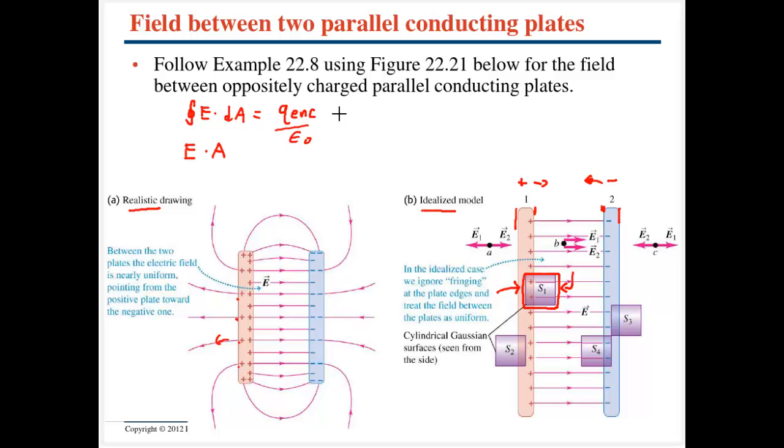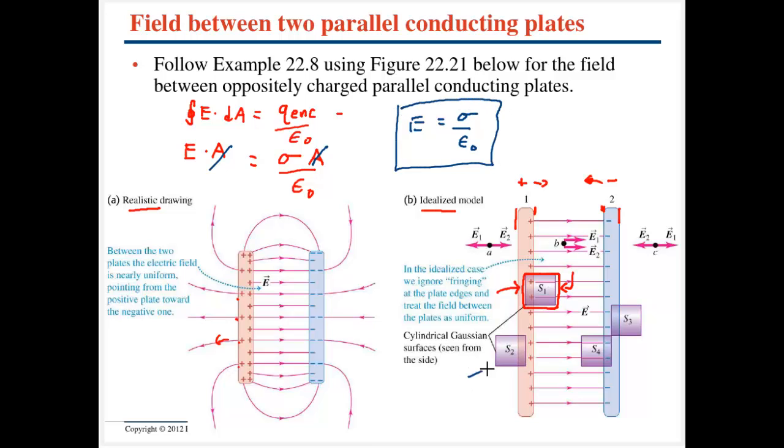How much charge is enclosed? Well, much like in the last one, it's a surface charge density, so it's going to be the surface charge density multiplied by the area of my box divided by epsilon naught, and I can cancel out my areas, and what I'm left with is the electric field is going to be equal to the charge density divided by epsilon naught, which agrees with what I found in the last chapter.